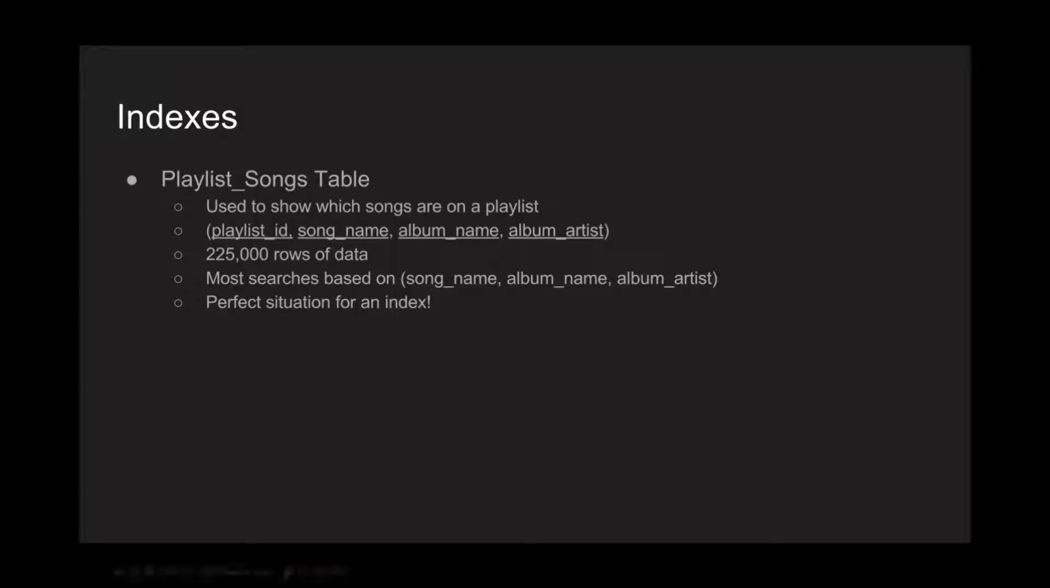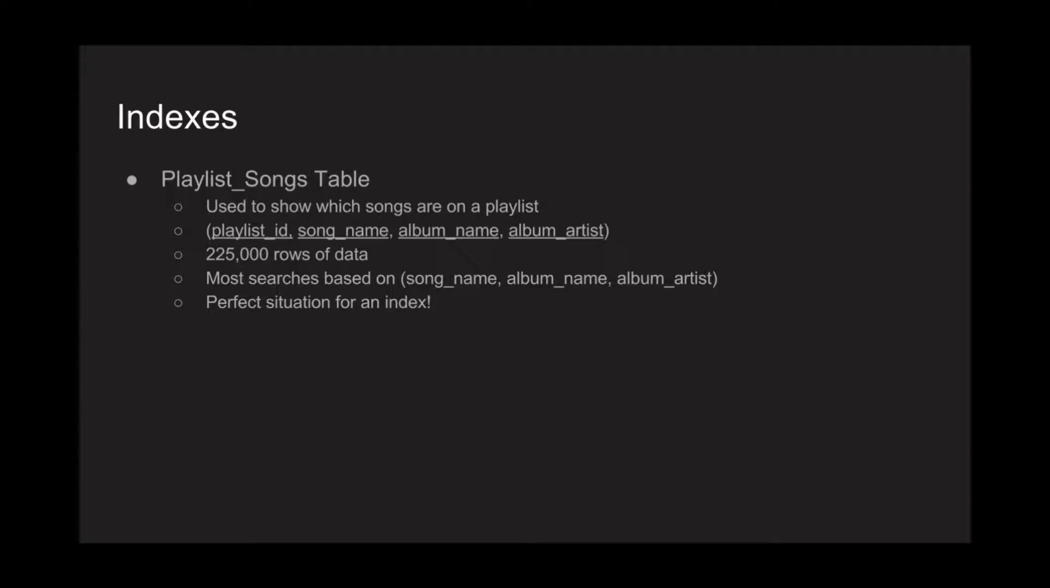The playlist songs table is a join table between playlists and songs. It shows what songs populate each playlist. As such, it contains many rows of data. When generating our data, we specified that each playlist was to be populated with 30 songs. The end result was 225,000 rows of data.